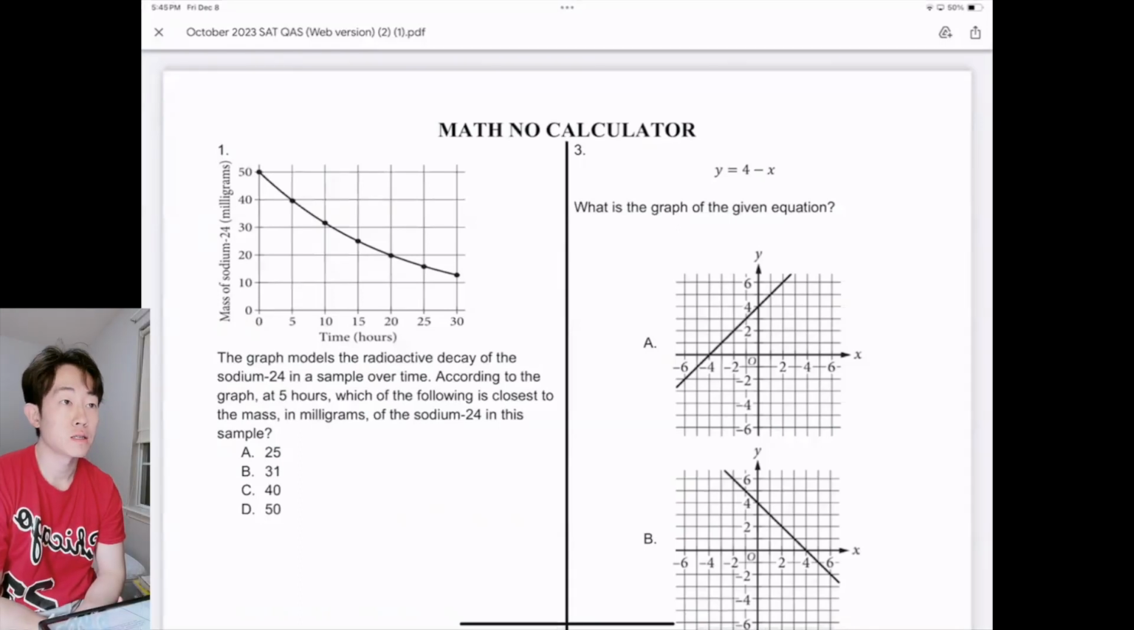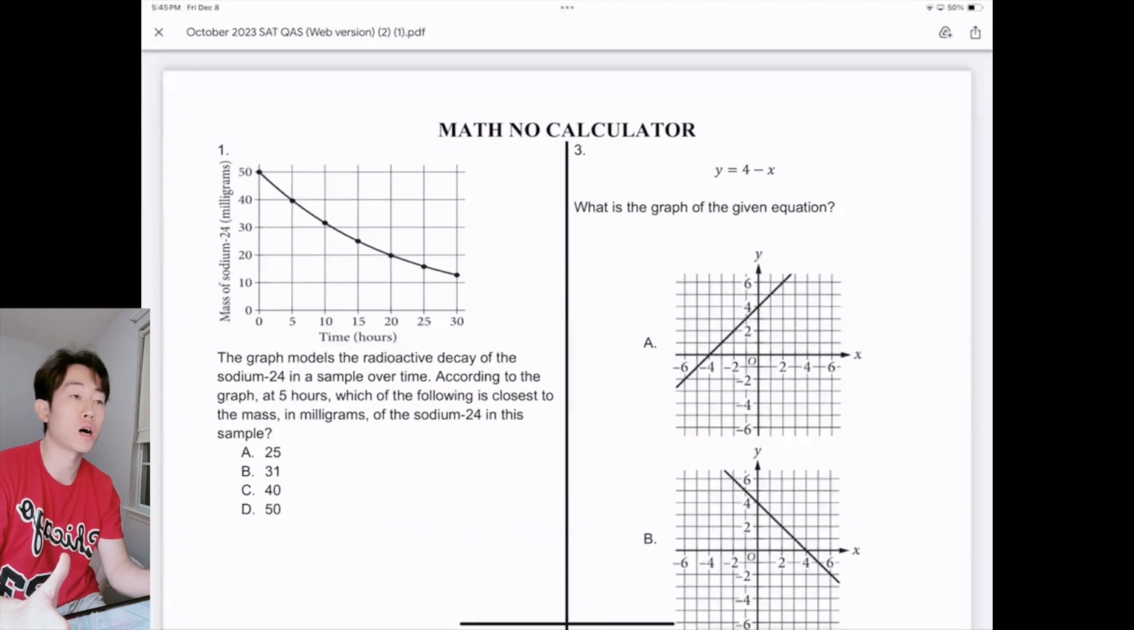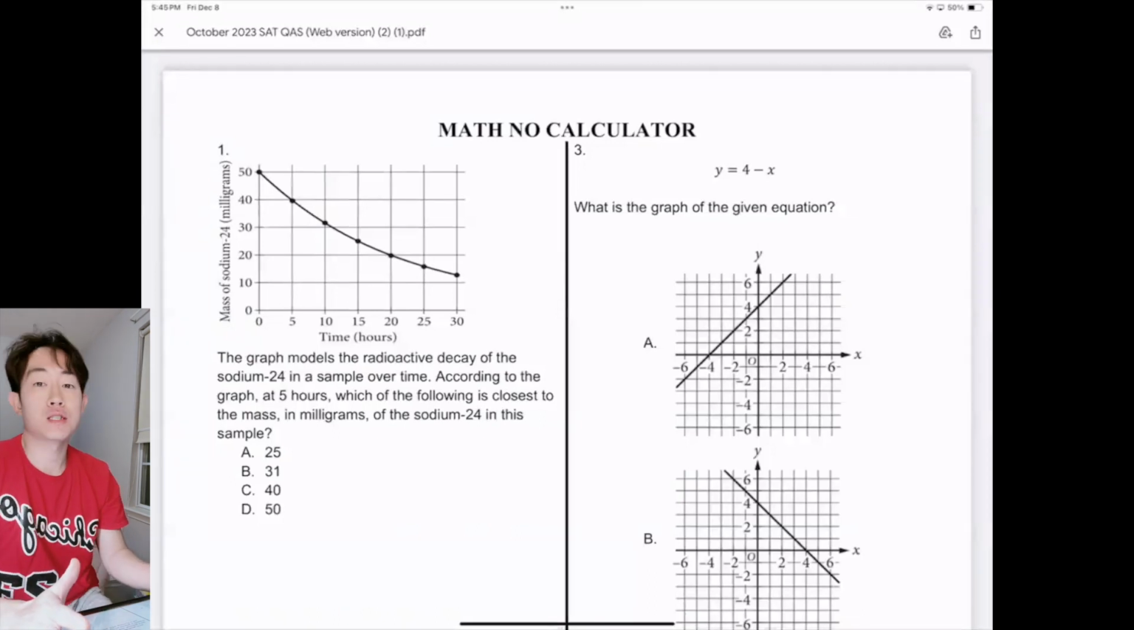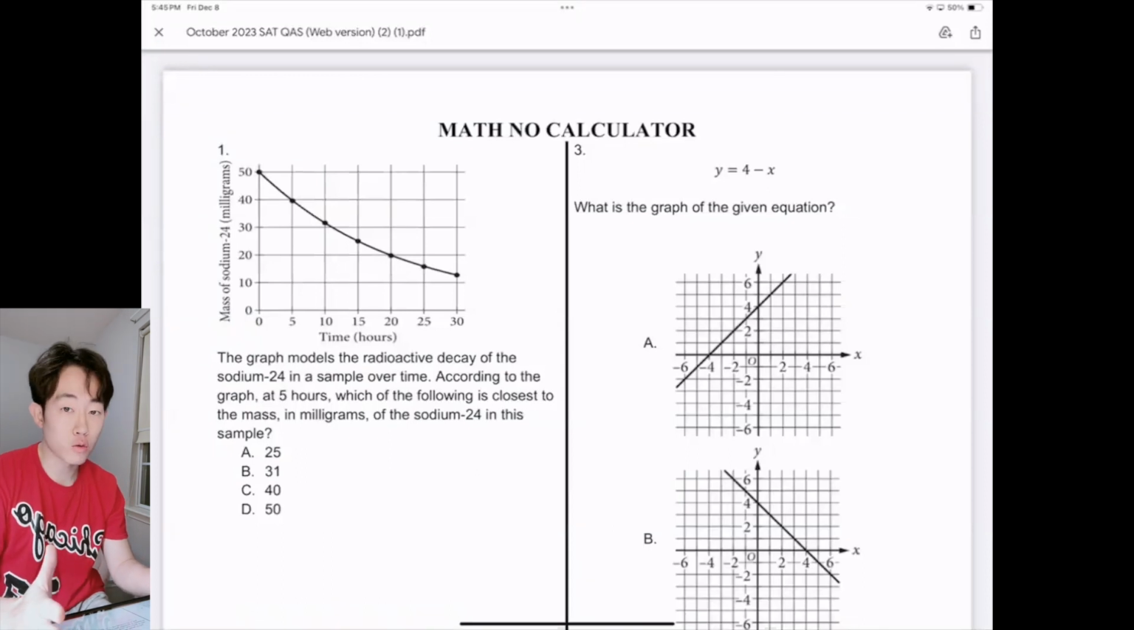College Board has finally released the October 2023 SAT test, albeit it's only the web version, so you won't see the traditional formula sheets and things like that. But we can still go over the questions and see what's to be expected in the future.